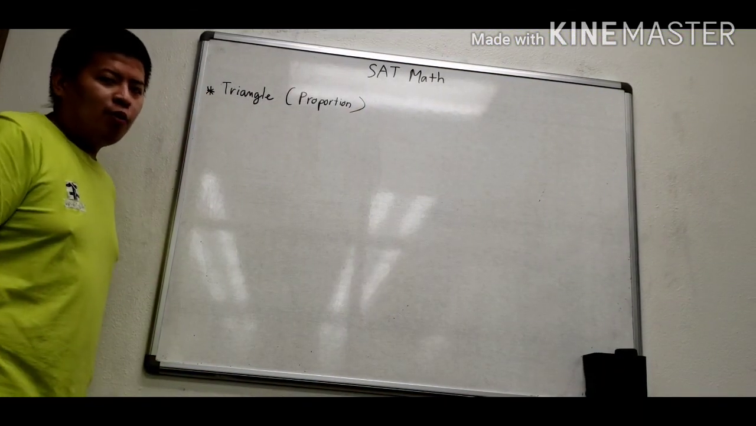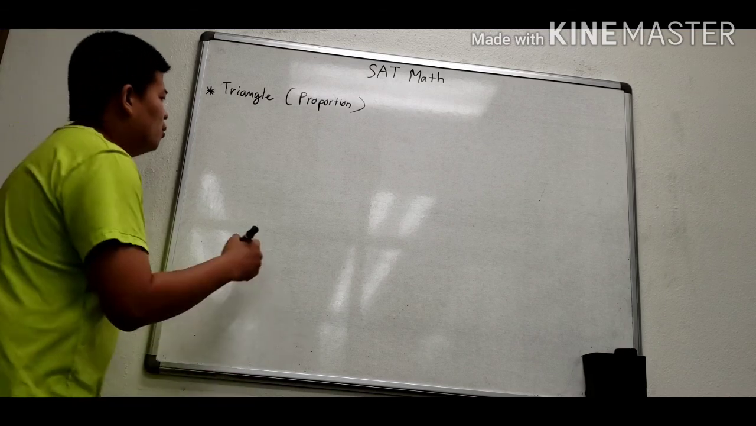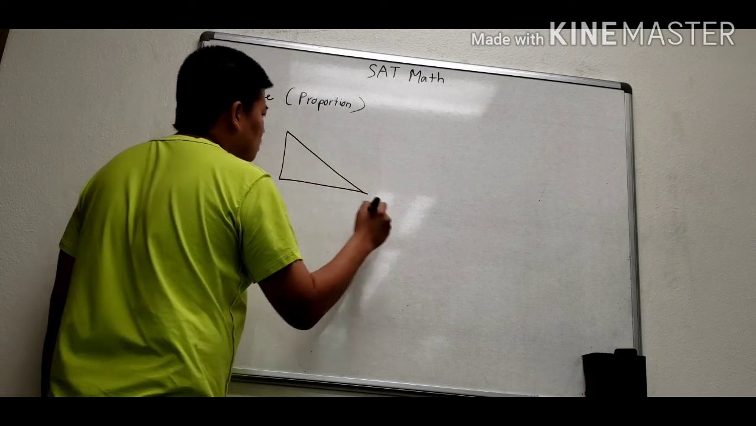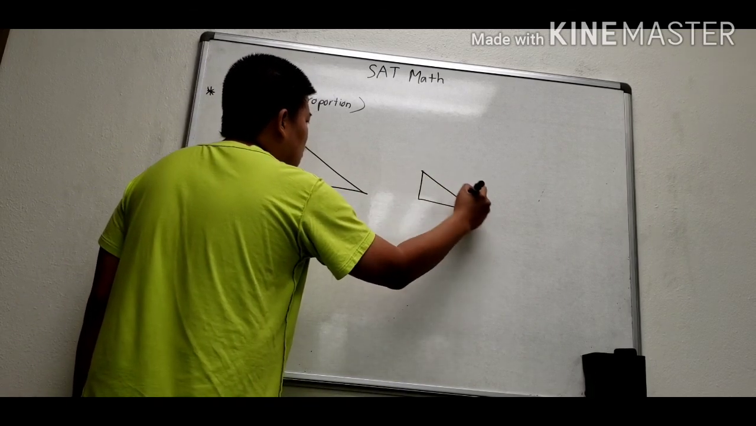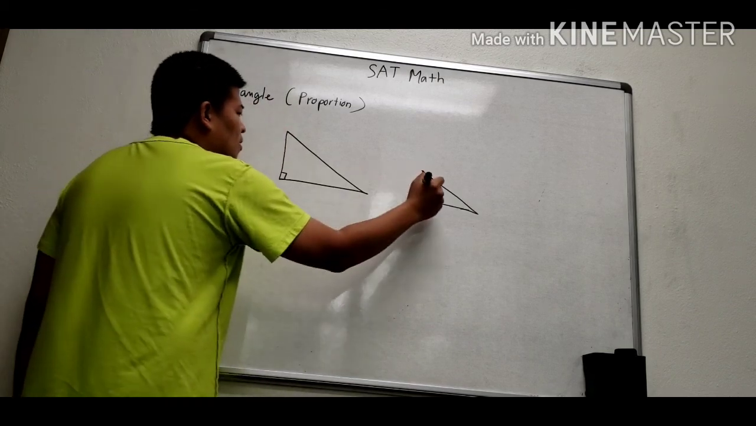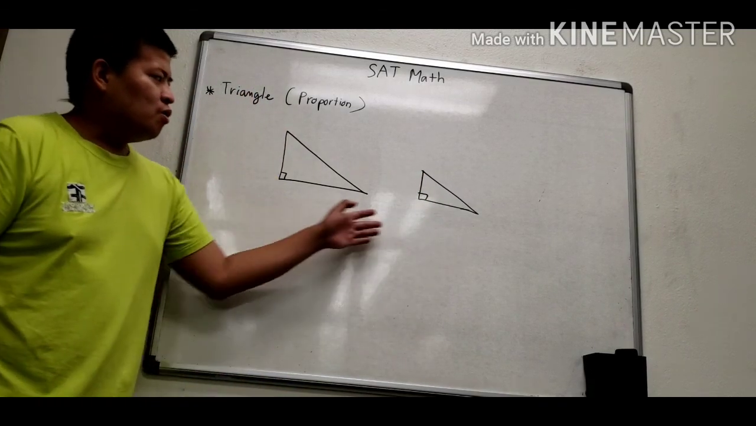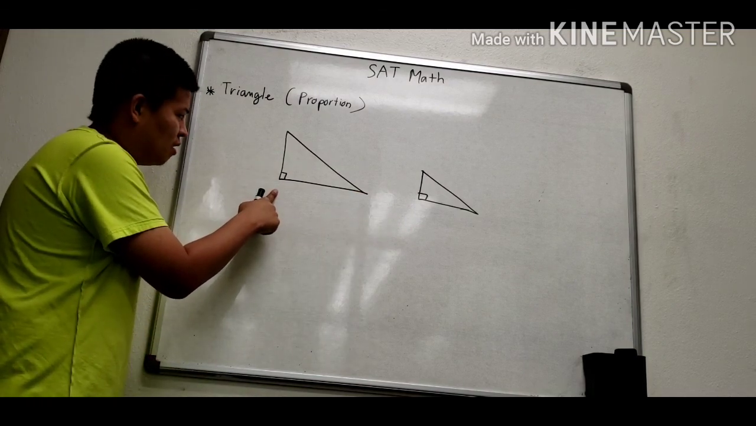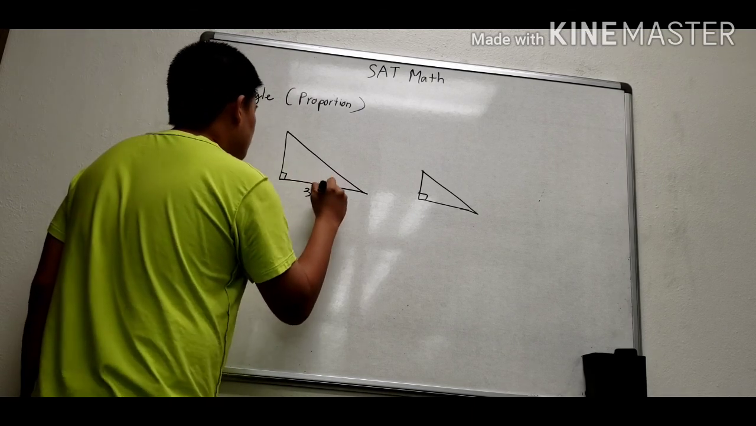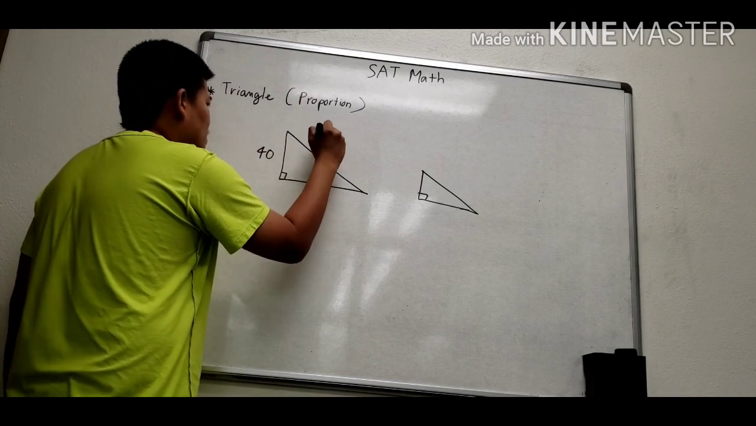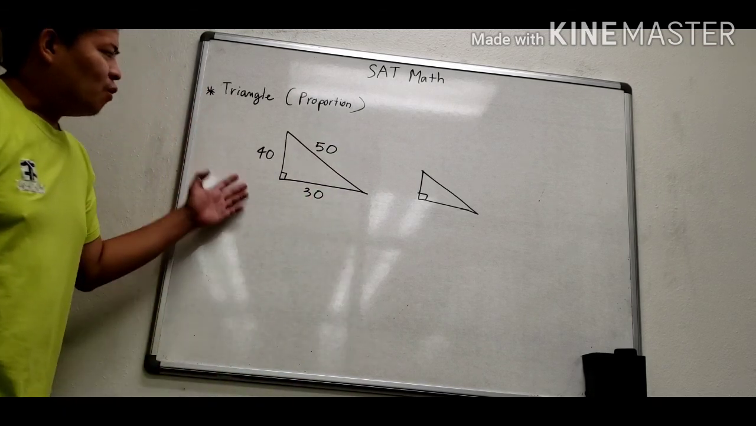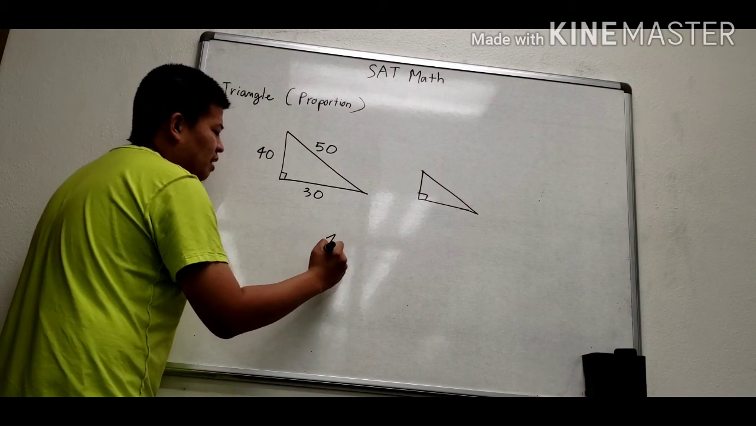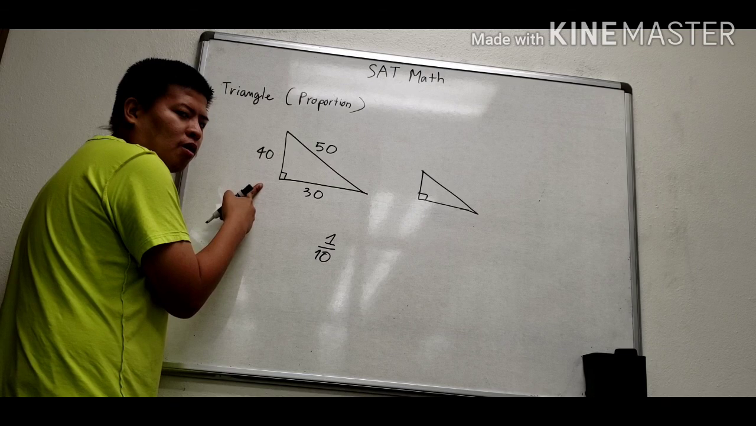Now I will talk about proportion of the triangle. I will provide one example. For example, we have two right triangles here. The right triangle on the left, we have 30, 40, and 50. And the question asks, the small triangle is about 1/10 of the big right triangle on the left.